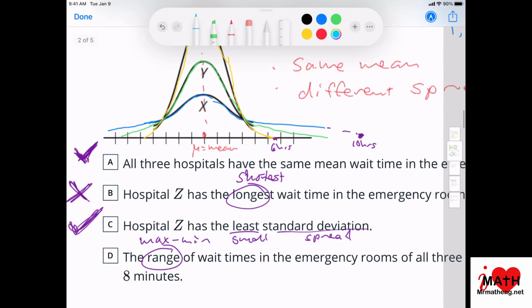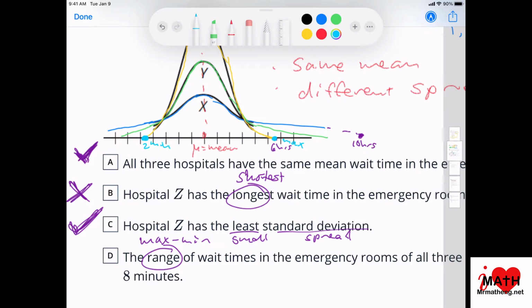Okay, so the spreads, the range, is not going to be the same. So this is a minimum, that's like a low number. Let's just say that's like, I don't know, 2 hours. And then over here, the distance between the two blue dots. The blue dot on the right would be like a max, and this one will be a minimum.